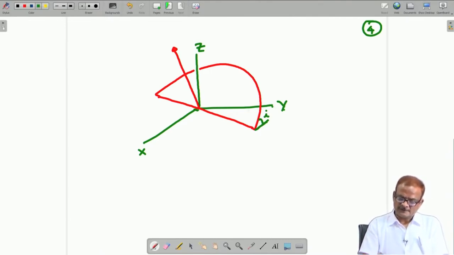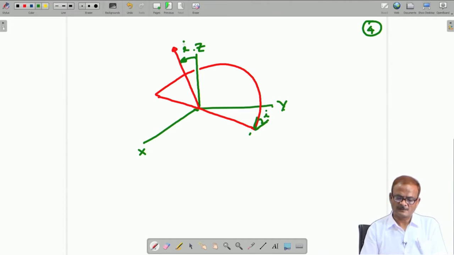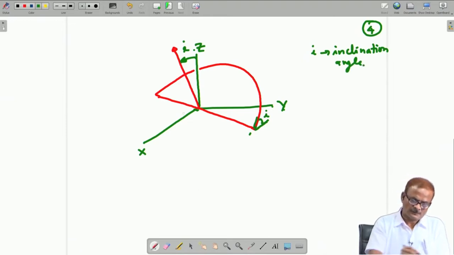So, this red semicircle, which may be part of some ellipse, is shown inclined. Initially it is lying in the x y plane and then I am lifting it. By lifting I am creating this angle I. So, this z also gets inclined and comes here, which I will write as I, the angle of inclination. The angle from this place to this place is called capital omega, which we have written as the nodal angle.